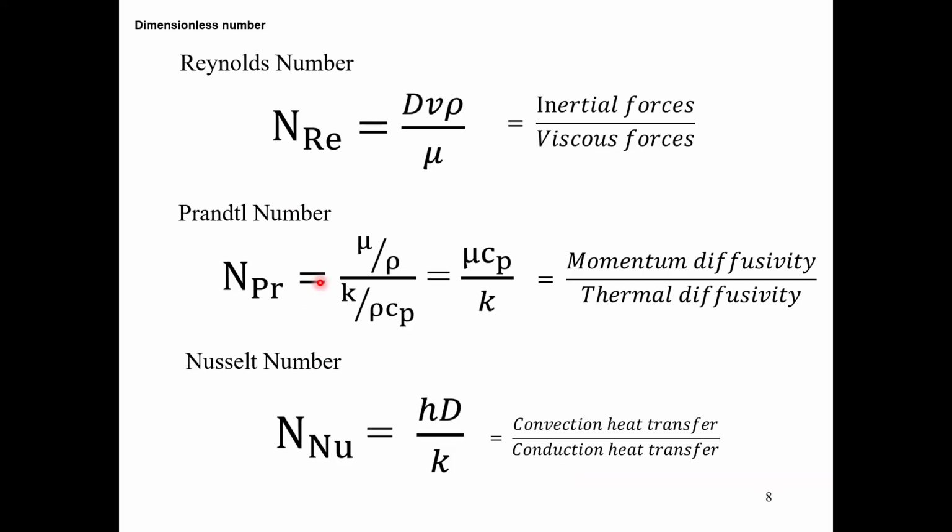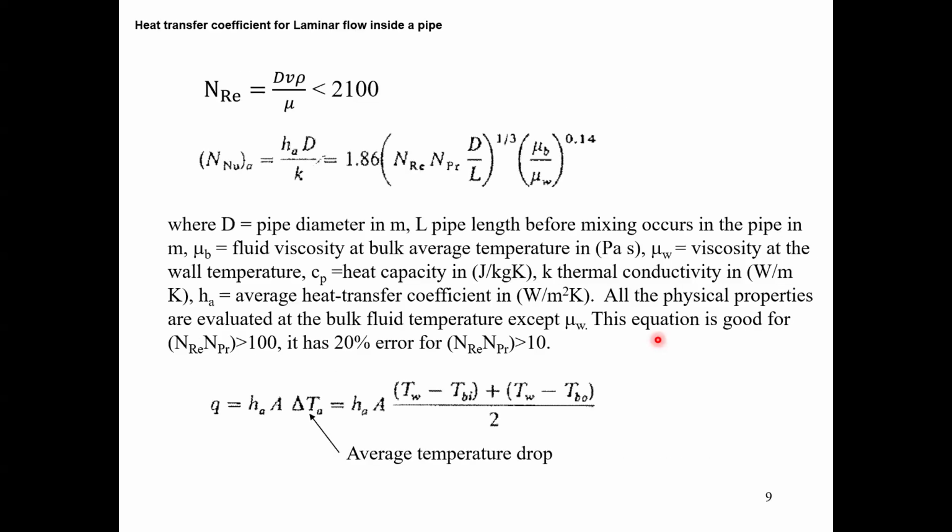And Prandtl number is Cp mu by k. You rearrange it in this fashion. So mu by rho is nothing but your momentum diffusivity, and k by rho Cp is your thermal diffusivity alpha, right? So your Prandtl number compares momentum diffusivity to thermal diffusivity.